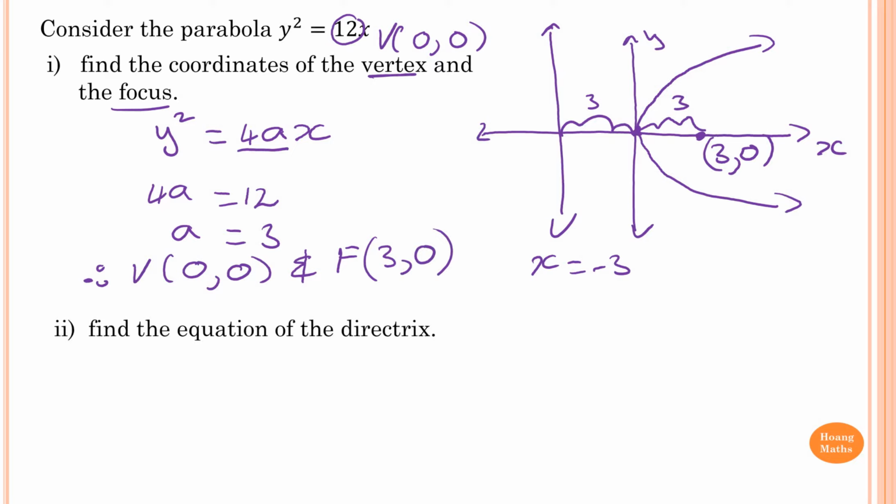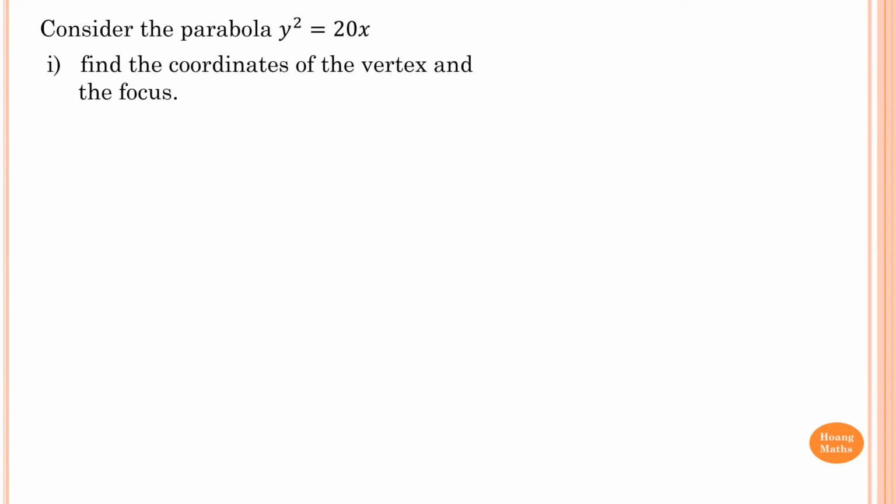Part 2, find the equation of the directrix. We already found this is the equation of the directrix. So x is equal to -3. This is the equation of the directrix. Please stop the video and try this one yourself. Just find the coordinates of the vertex and the focus point and find the equation of the directrix.